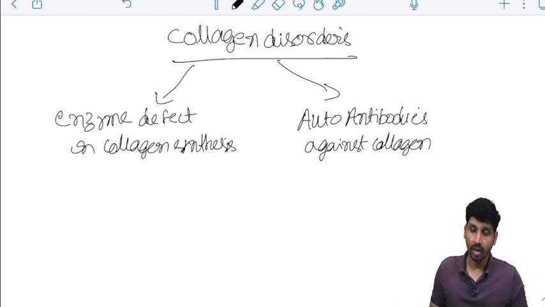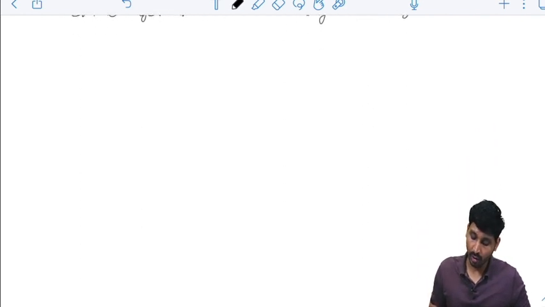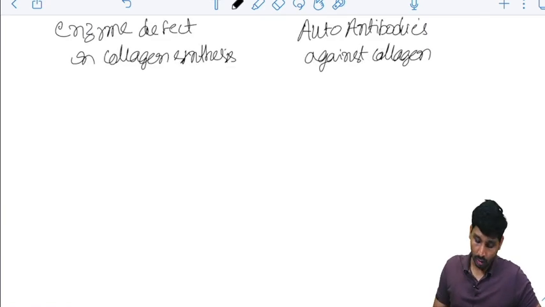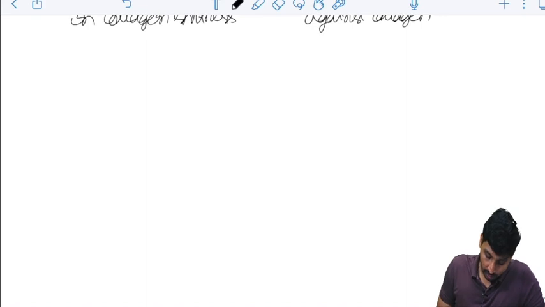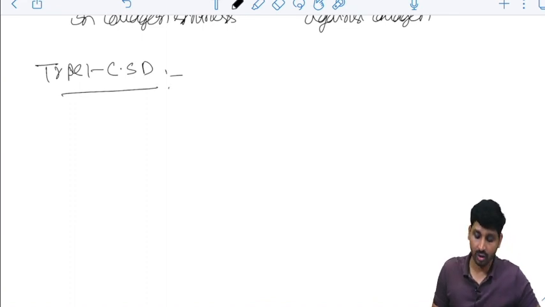First we will see the enzyme defective disorders related to collagen synthesis. So we have already seen that there are plenty of types of collagen, like 20 types of collagen. So we will go one by one. Type 1 collagen synthesis disorder, it is because of the enzyme deficiency, right?